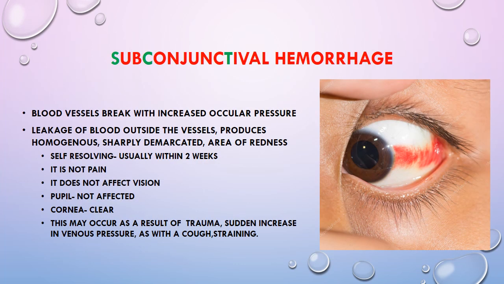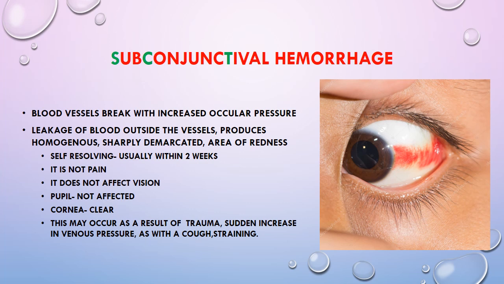What is subconjunctival hemorrhage? I highlighted the portions that you need to take note of. This is basically the blood vessels break as a result of increased ocular pressure, or there is a leakage of blood outside the vessels. It produces a homogeneous or sharply demarcated area of redness. You can look at the diagram.